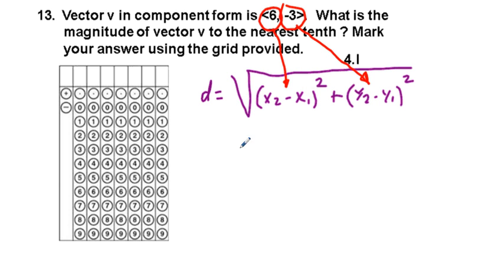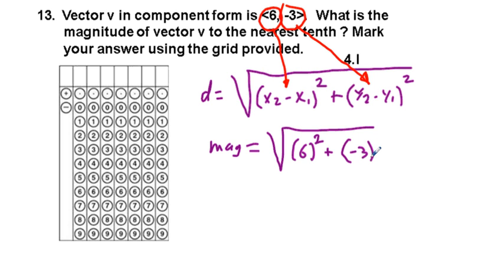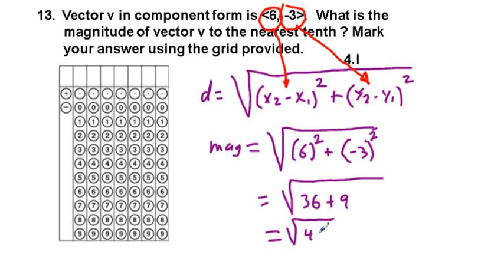So what we are left with is this. Our magnitude, which is our distance of the vector, is going to be 6 squared plus -3 squared. Now, a mistake sometimes people will make is they'll think that this -3 squared could be negative, that it'll end up being -9. No. These numbers in here are going to be positive. So 6 squared is 36, and -3 squared is 9. So we are looking for square root of 45.